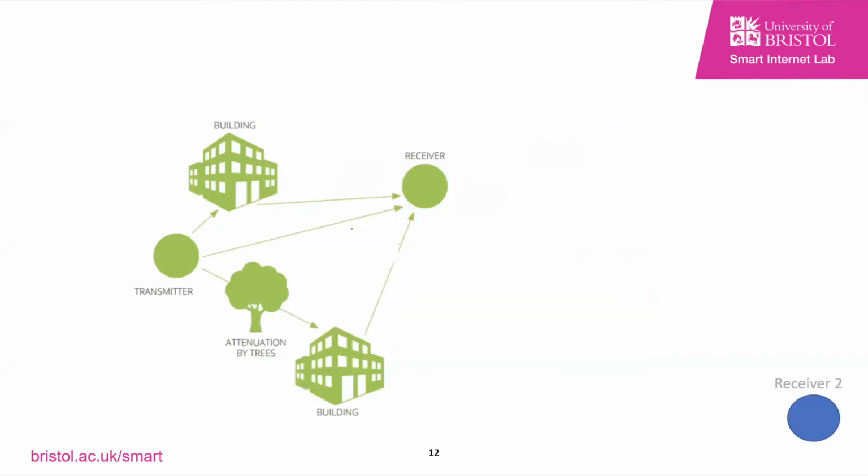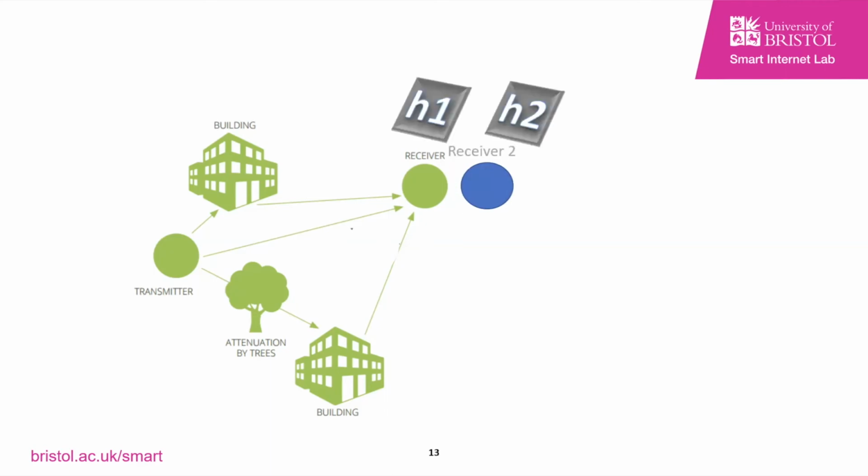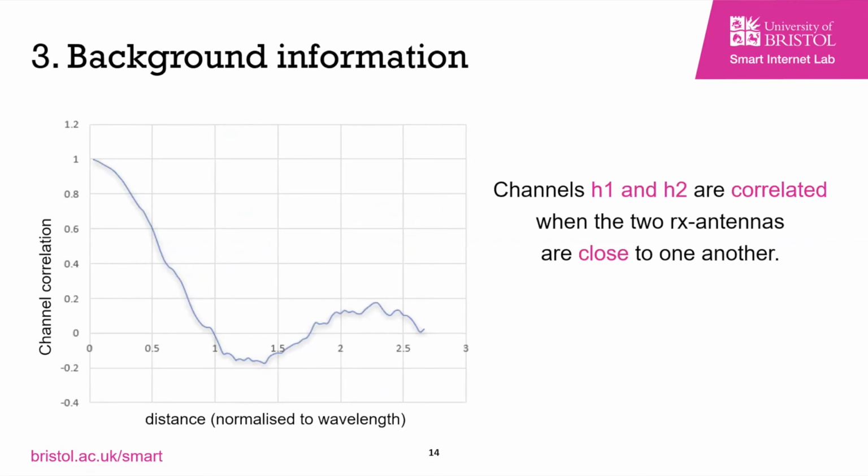Now, we bring a second receiver to the scene. When the receiver is close to the first receiver, they shall observe similar channel outputs. That's because the multipath signal will arrive to the 2 receivers via similar routes. To distinguish between the 2 channels, we use notations H1 and H2. Here is an example of the correlation between the 2 channels against the distance.